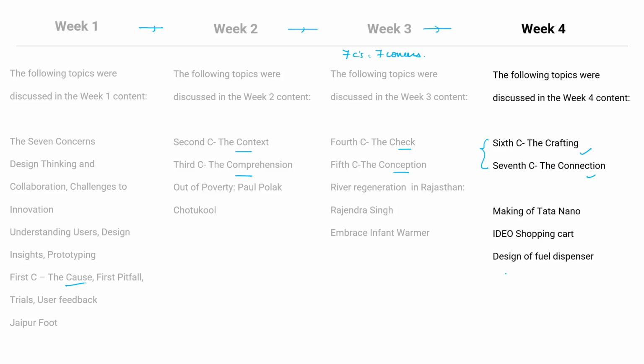So, wherein you saw the case studies of fuel dispenser, there was also a part talking about the post work design in the initial few months. In terms of ALMs, which is the additional learning material, there were videos for making of Tata Nano and IDEO shopping cart. So these are additional sources of learning. If you have time, please go through them. These are very interesting case studies.